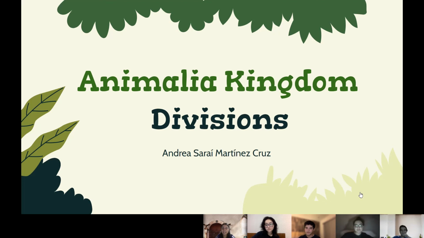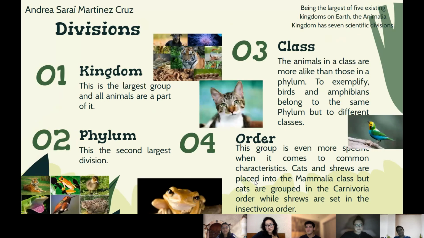The divisions of the Animalia Kingdom are as follows. The first one is the kingdom, which is the largest group within the Animalia Kingdom, and this contains all animals. The second is the phylum, which is the second largest division. The third is the class. The animals in a class are more alike than those in a phylum. To exemplify, birds and amphibians belong to the same phylum, but to different classes.